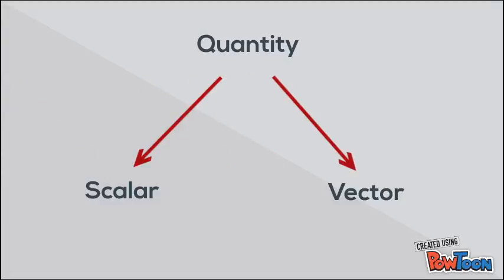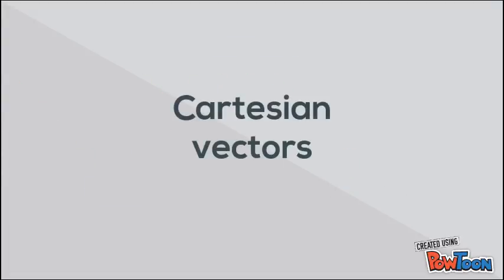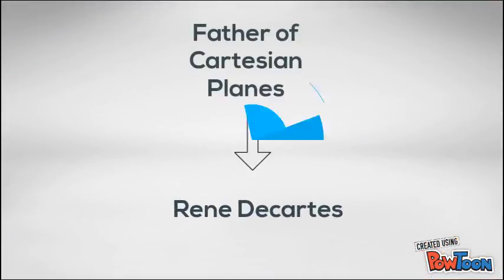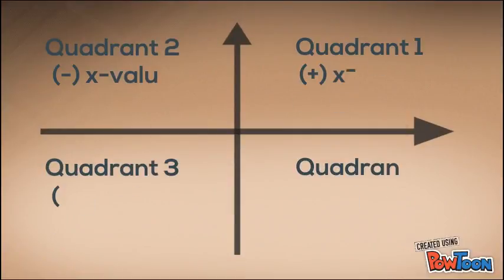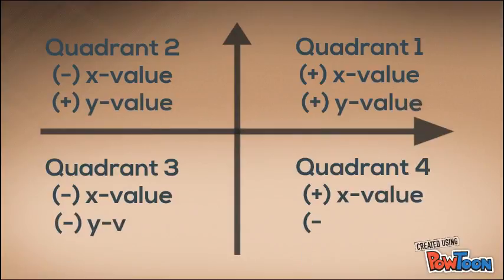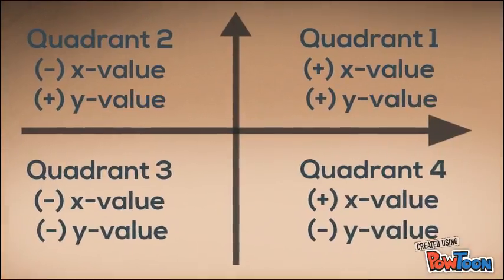Quantities. There are two types of quantities, scalar quantity and a vector quantity. Cartesian vectors. The coordinate plane system was invented by René Descartes. The coordinate plane is sometimes called the Cartesian plane in his honor. The Cartesian plane exists in both positive and negative values of x and y. They are divided into four coordinates or sections according to their values.